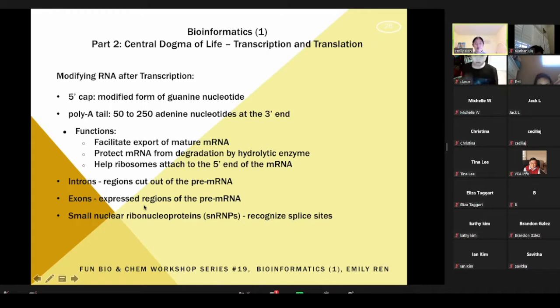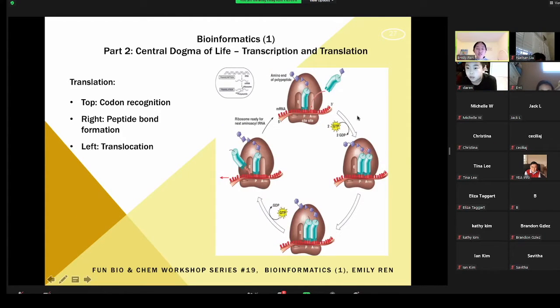SNRPs, or small nuclear ribonucleoproteins, can recognize splice sites, or where to cut the mRNA. This is a diagram of translation. So here we have codon recognition.